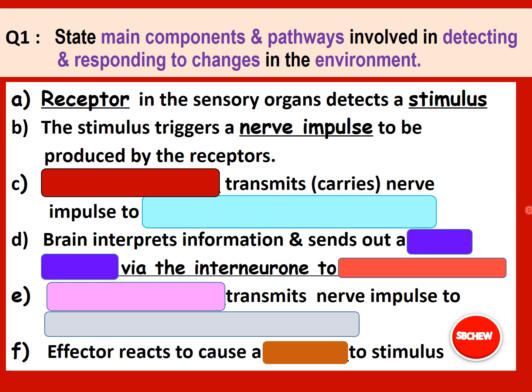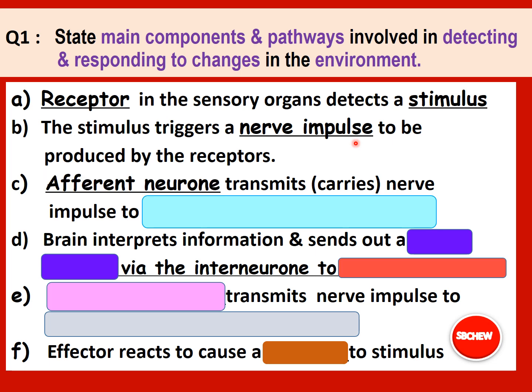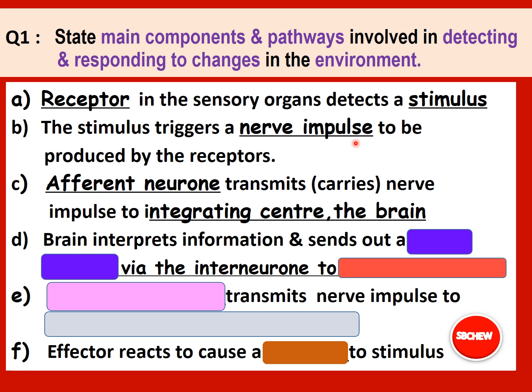Now, what is the structure that will transmit or carry the nerve impulse? Transmit is a better word than carry, although I think carries is also acceptable, but transmit is a more accurate word. So, what is the structure that transmits the nerve impulse from the receptors? Yes, a neuron transmits the nerve impulse to where is the next stop? Integrating center in the brain.